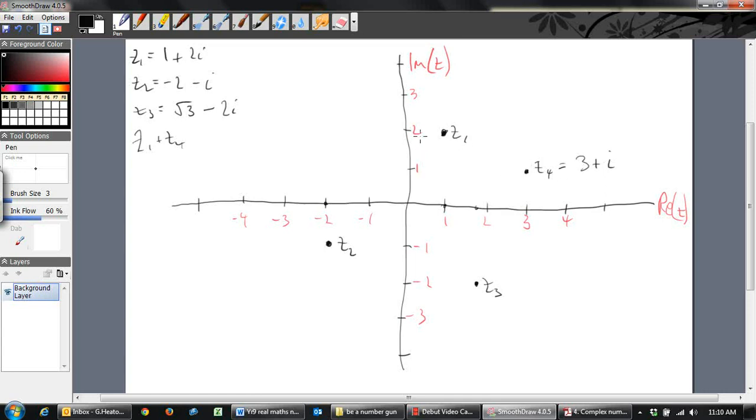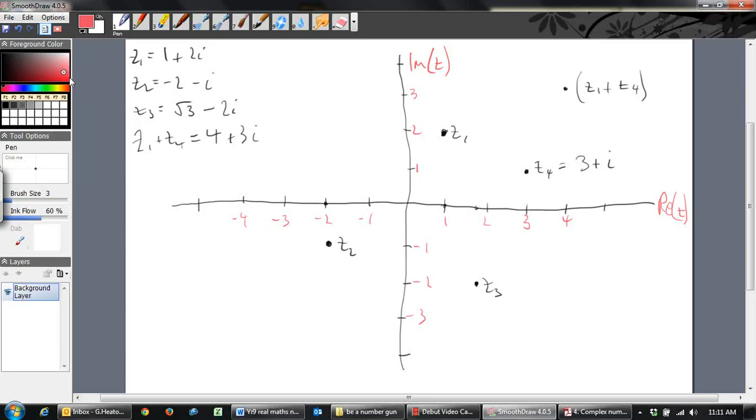What happens if we add these two together? So Z1 plus Z4, if we add those two together, add the real parts together, you get 4. Add the imaginary parts together, i plus 2i, you get plus 3i. So let's just put that on the Argand diagram. 4 plus 3i is 4 plus 3i. So up here you'll get the point Z1 plus Z4. We've added them together.